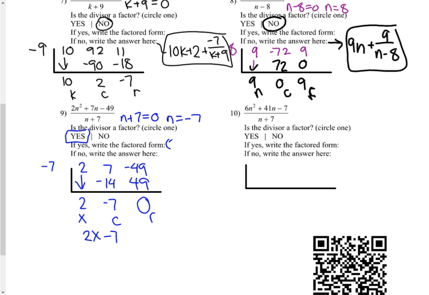So in factored form, I have 2x minus 7. And then remember, we always use what we are dividing by. I'm going to stay consistent with my x's, so x plus 7. That's going to be our factored form.